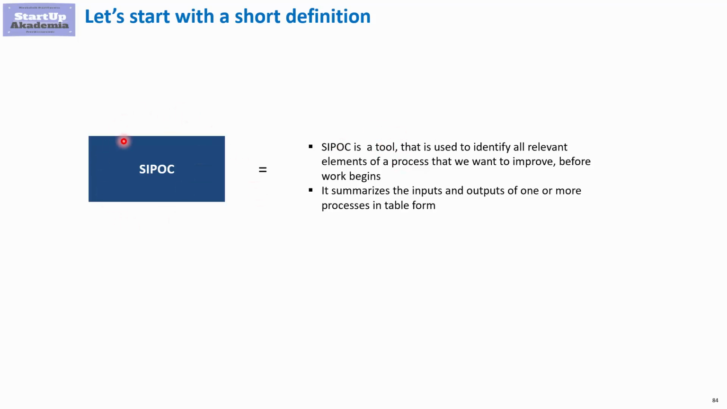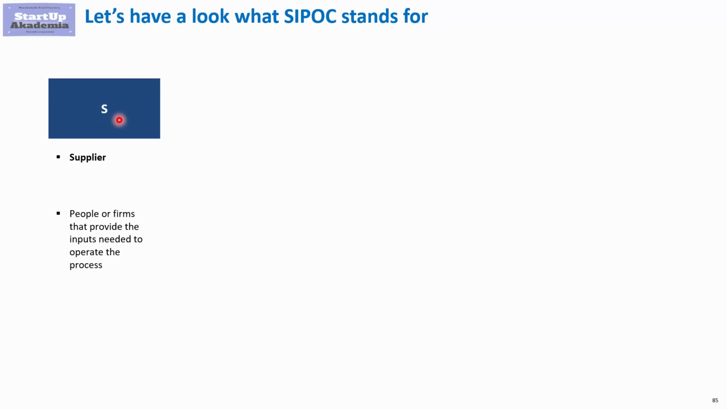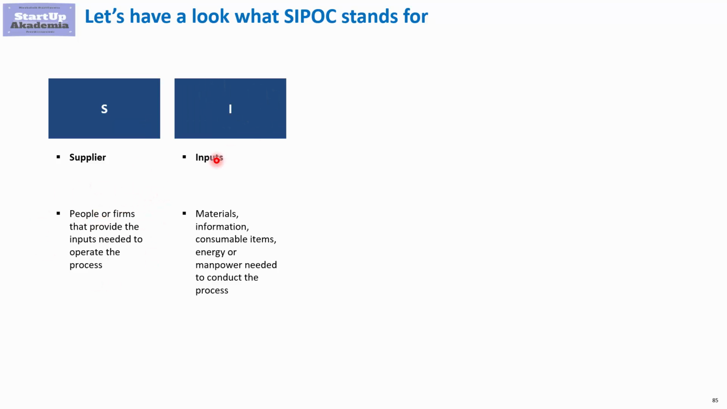The great thing about the SIPOC is that it summarizes the inputs and the outputs of the process, as well as it shows you the main players in a specific process. The name SIPOC comes from the first letters of the elements involved in this method. So S stands for supplier, and by this we mean people or firms providing the inputs needed to perform the process. I stands for inputs, and by this we mean materials, information, consumable materials, energy, manpower needed to conduct process.